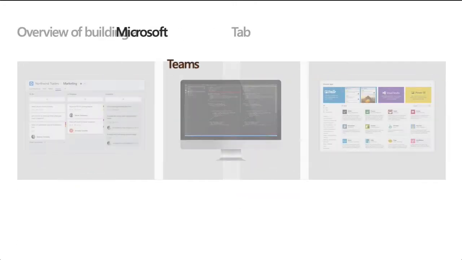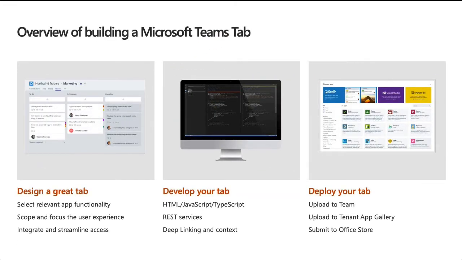Now, let's take a look at an overview of building a Microsoft Teams tab. So the way you would do it is you first have to design your tab. You want to select your relevant application functionality. You're going to want to have a scope and focus on what the user experience is going to be and integrate and streamline access to the application. So you can have anything that you want inside of this custom tab here.